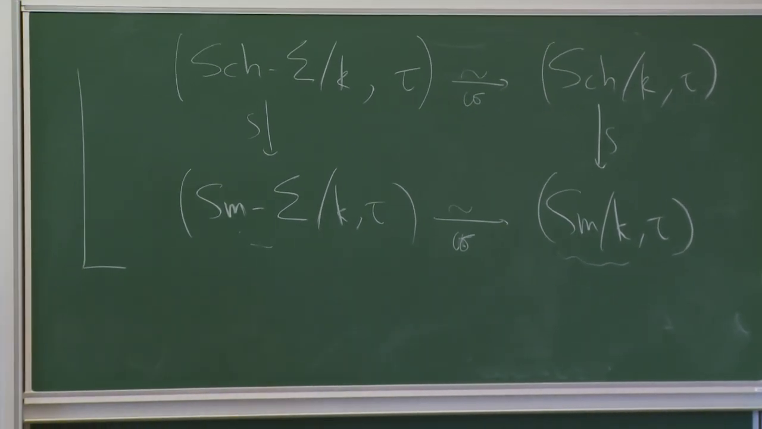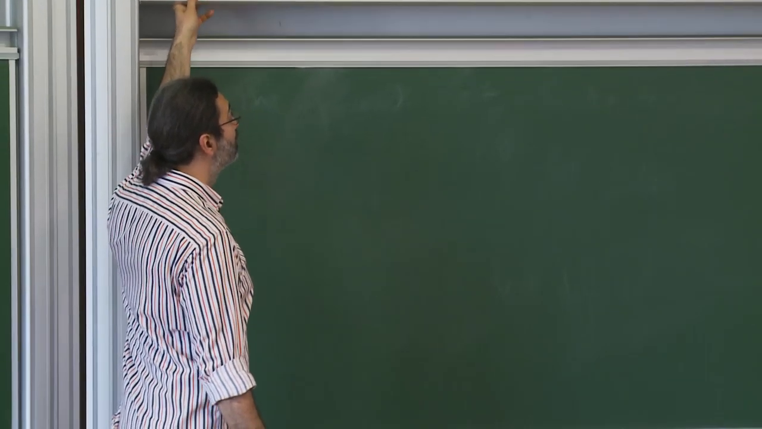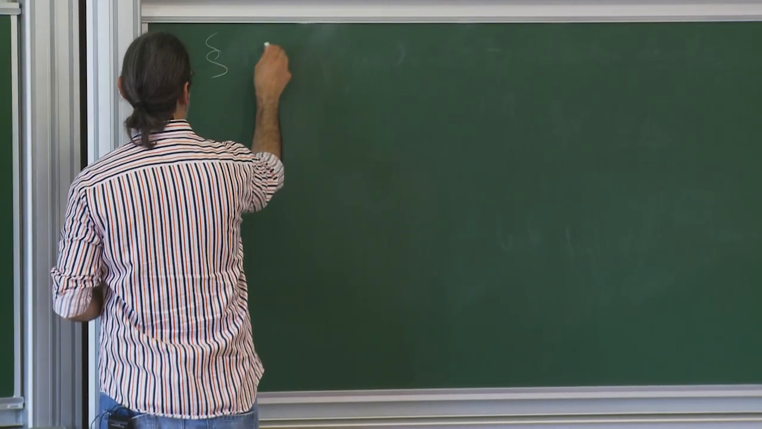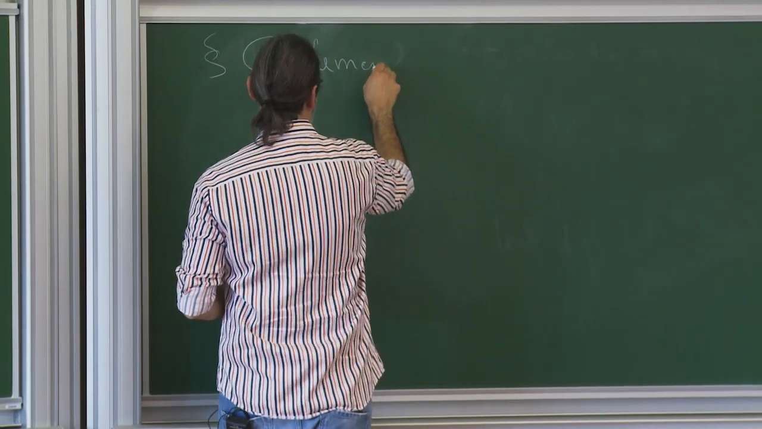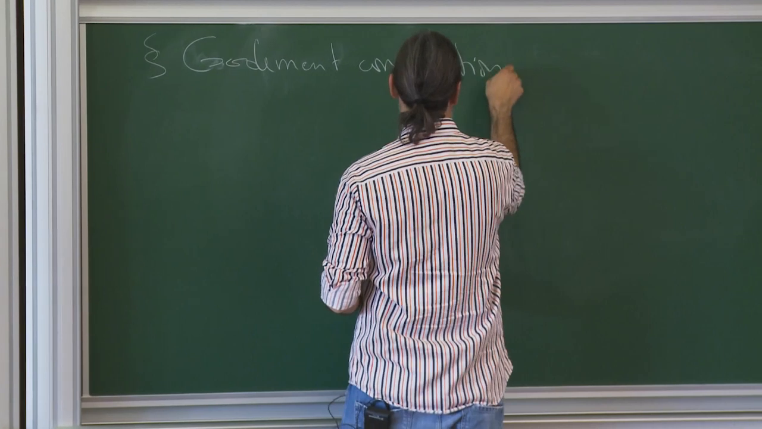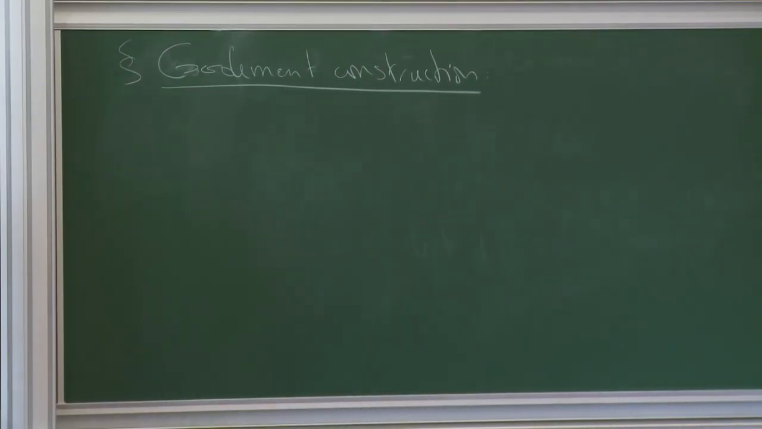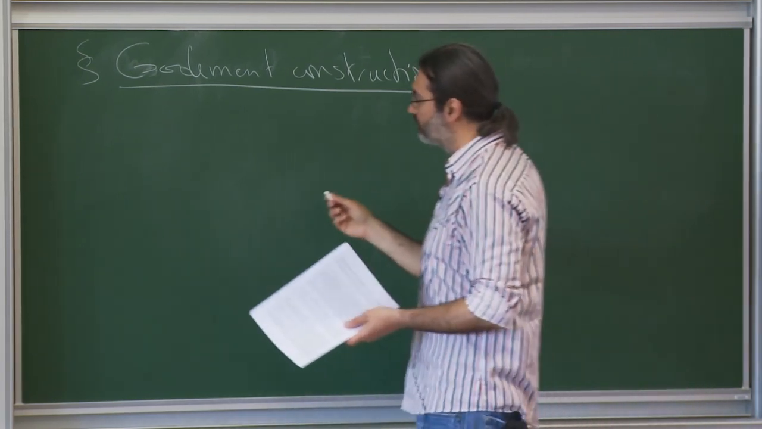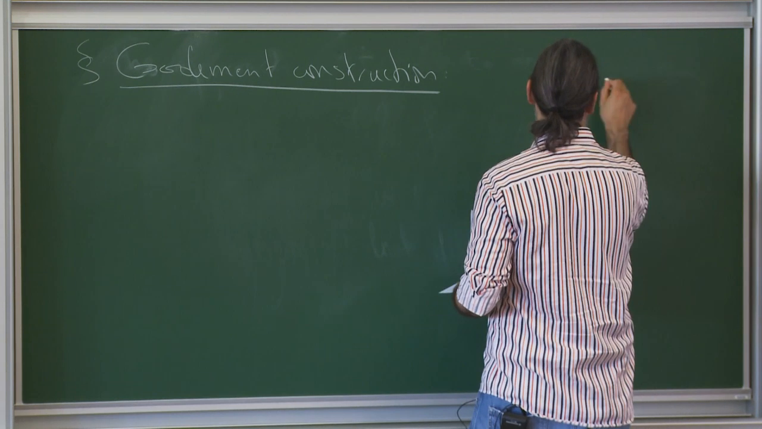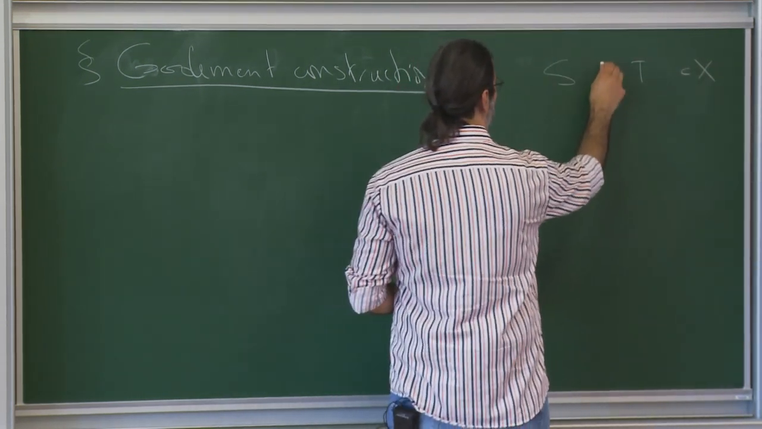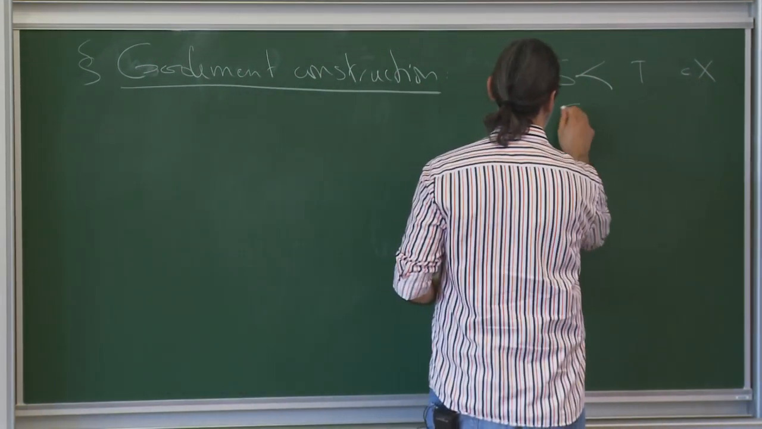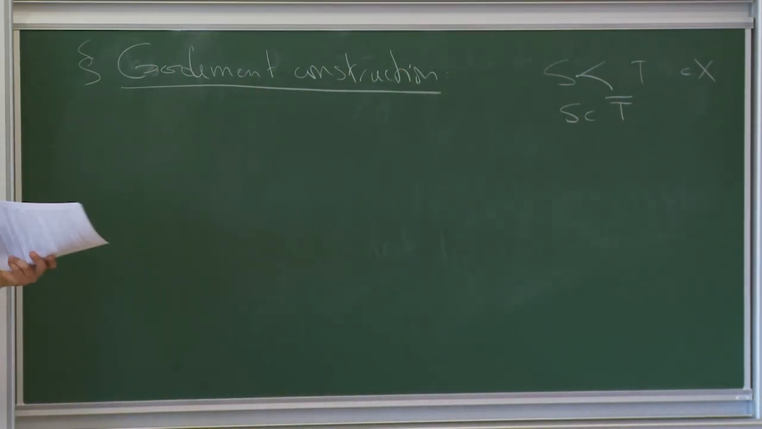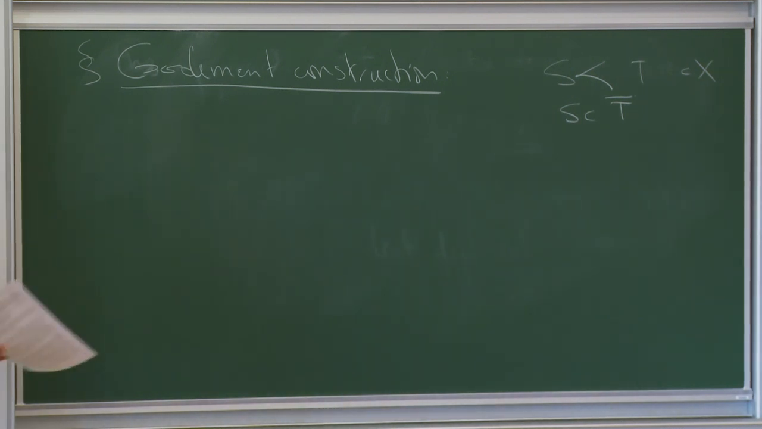So now I want to discuss the notion of Godement complex in this setting. So maybe let's see. Godement construction in a slightly more general context. Okay, so of course you know that there is an order on strata. So if I have two strata S and T inside some stratified scheme, when I write S ≤ T, this means that S is contained in the closure of T. Okay, this is the natural order on strata. When I write it like this, it means that S is inside T.